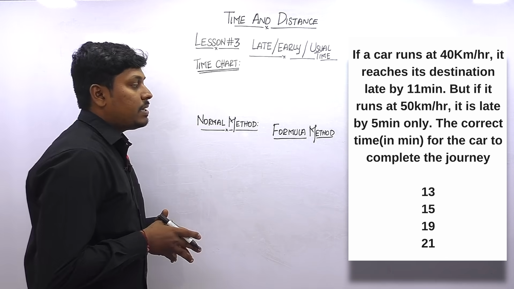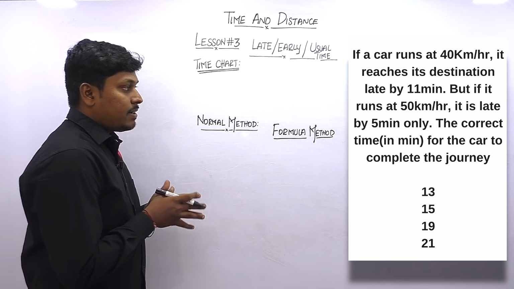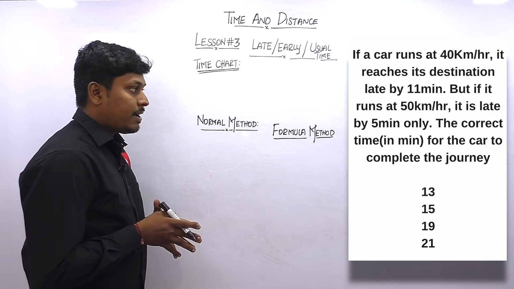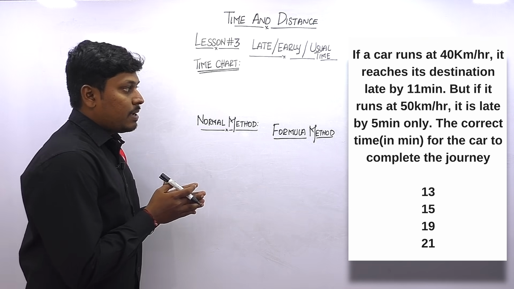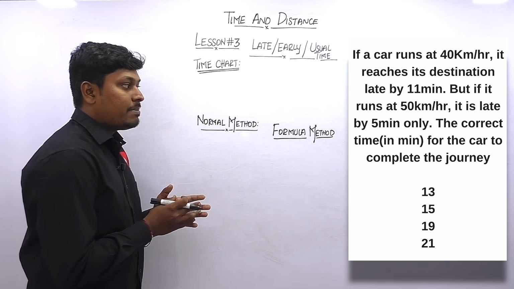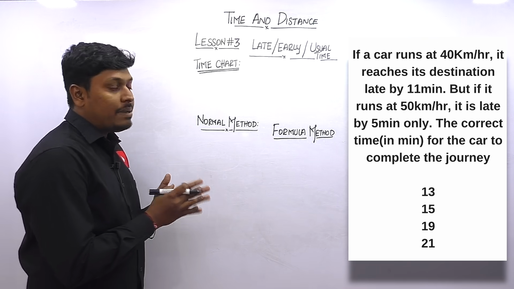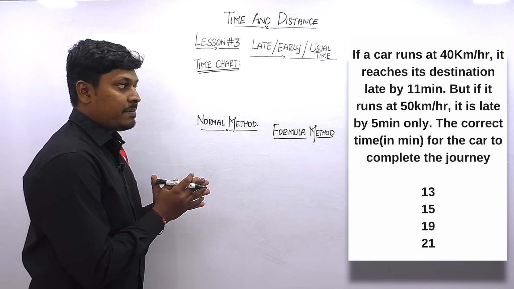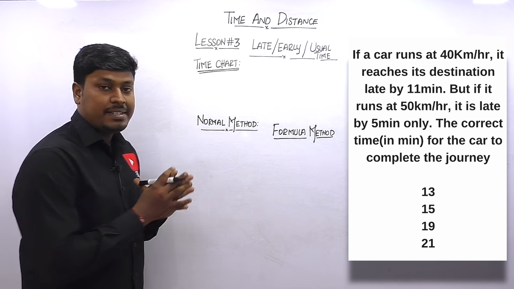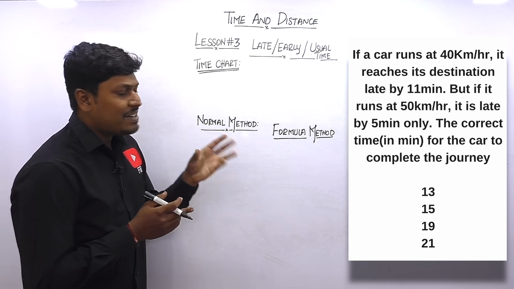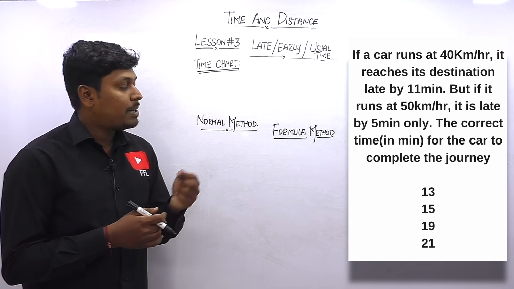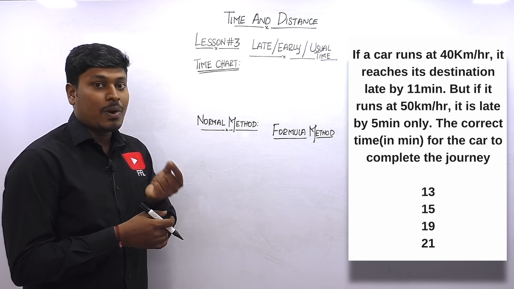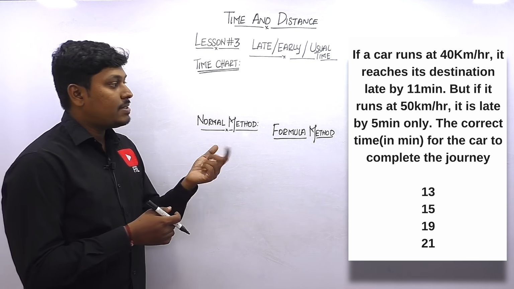Question number 6. If a car runs at 40 km per hour, it reaches its destination late by 11 minutes. But if it runs at 50 km per hour, it is late by 5 minutes only. The correct time in minutes for the car to complete the journey is? And it's completely different, right? Because in all the 5 questions we found the distance. But in this question, our target is to find the correct time to reach the destination.